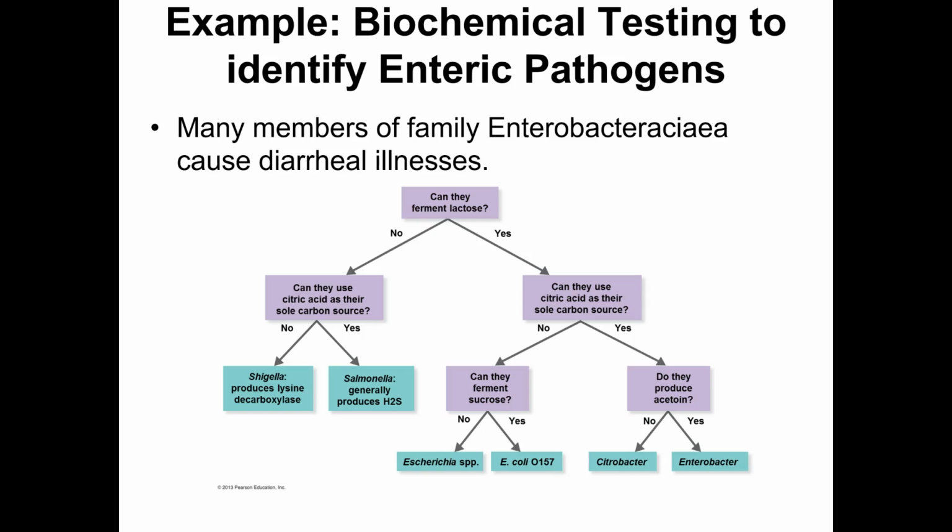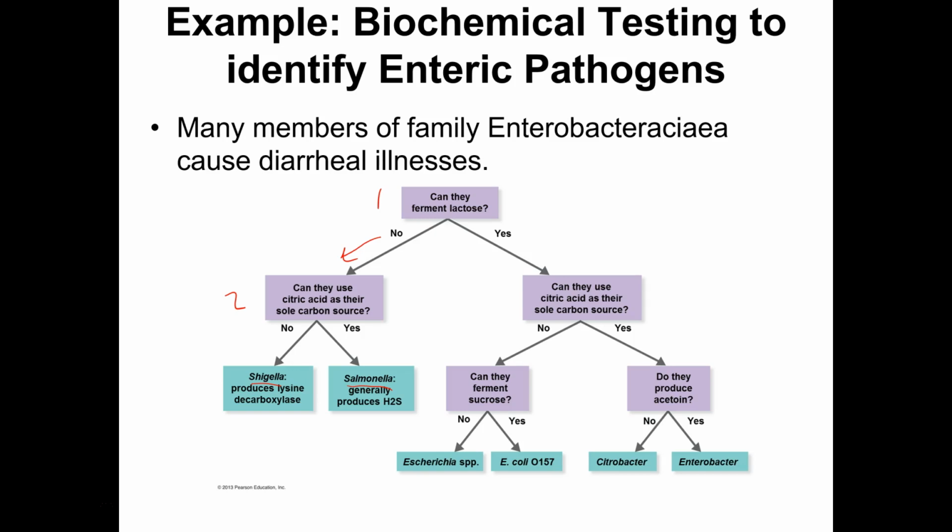So for instance, you would start by testing to see if they can ferment lactose. Say they can't. So you go down the no route. Okay, the next test you would do in this key is a citrate slant. So you run your citrate slant. If it's a no, so say that citrate slant stays green, then they have Shigella. Or on the other hand, maybe that citrate slant turns blue. Well, look at that. You identified they have a Salmonella infection. Now go back to the top.